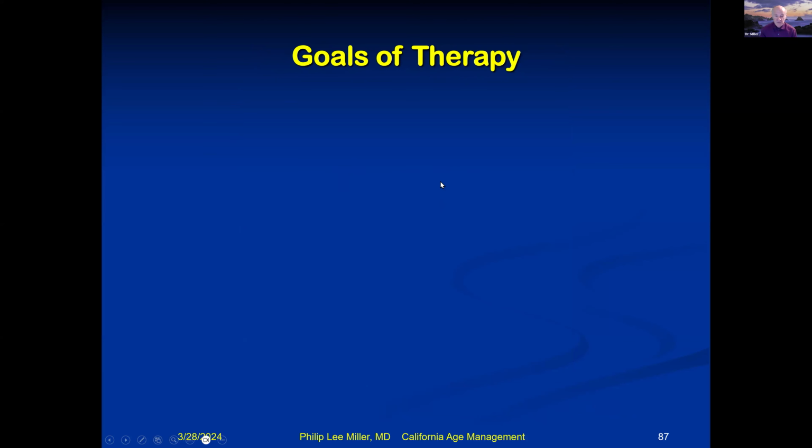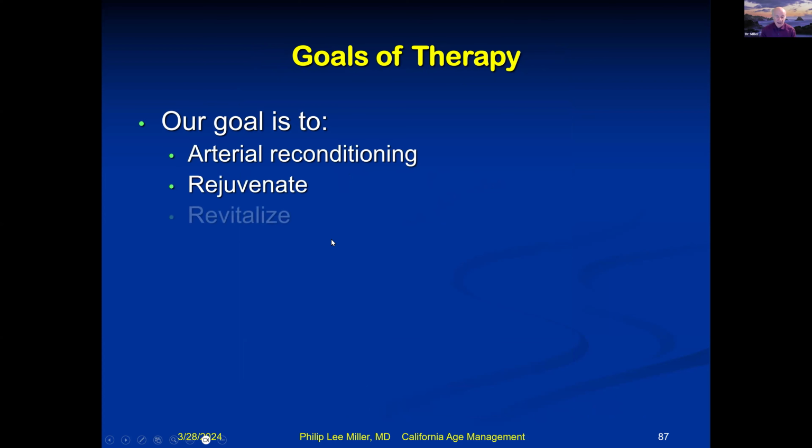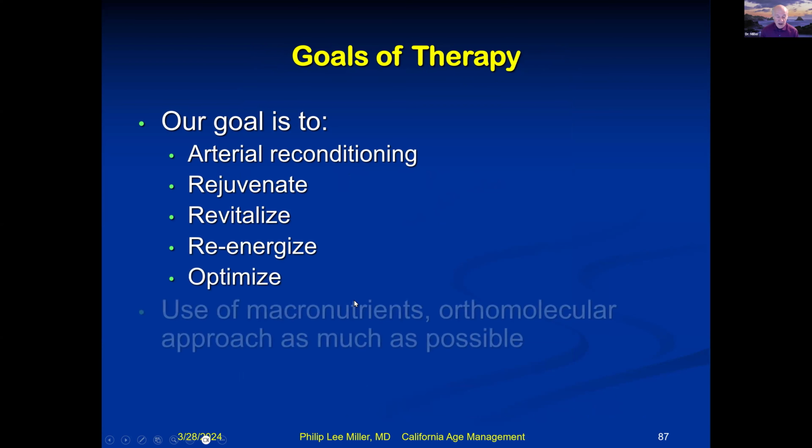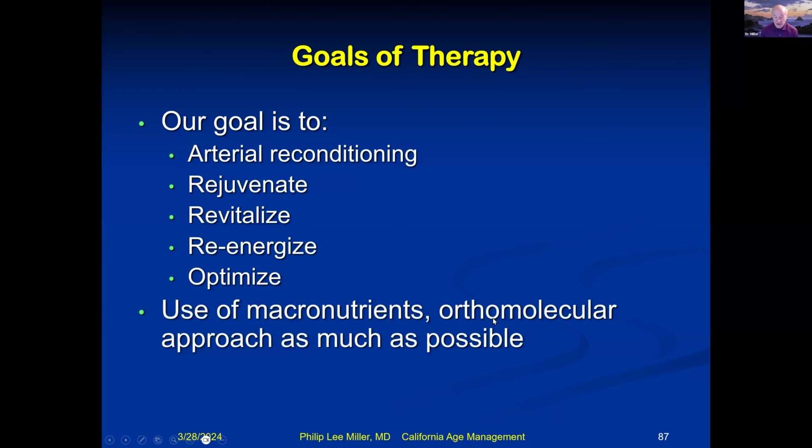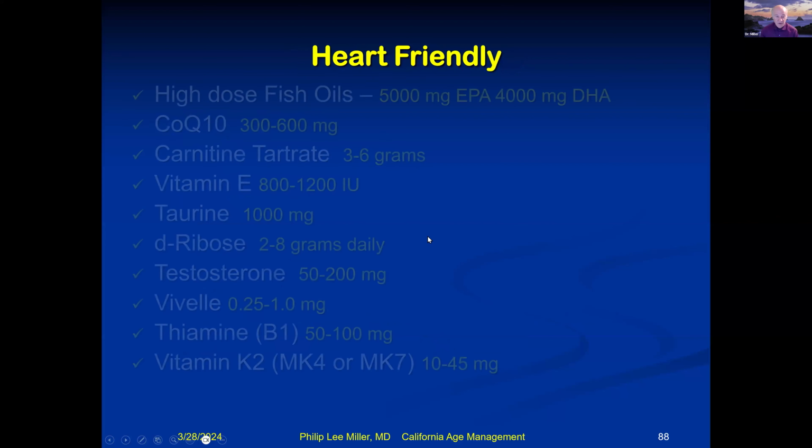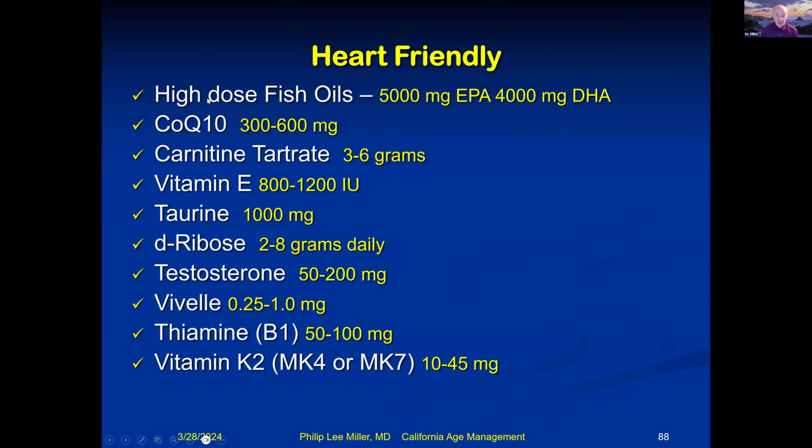So here are my therapies that I offer my patients. The goal is arterial reconditioning, rejuvenation, revitalization, re-energizing, optimizing, using micronutrients. So what does that involve? I'm really big on fish oils because they're anti-inflammatory: 5,000 EPA, 4,000 DHA. It has to be liquid. Caps will not give this to you.